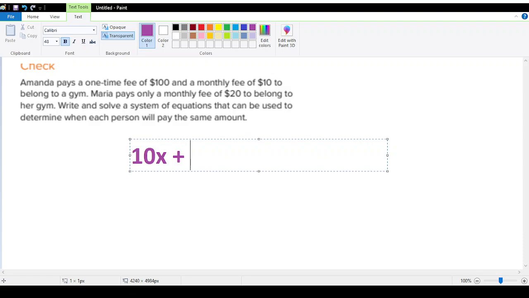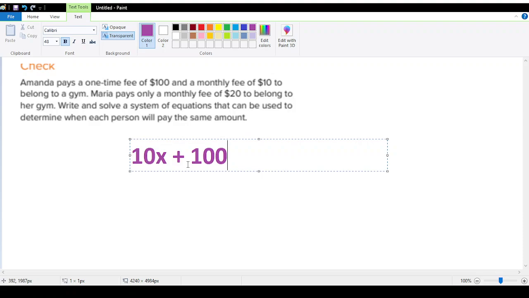Amanda pays a one-time fee of $100 and a monthly fee of $10 to belong to a gym. So the equation would be what? Plus 100. Thank you. Why did we say 10x? Why didn't we say 100x?